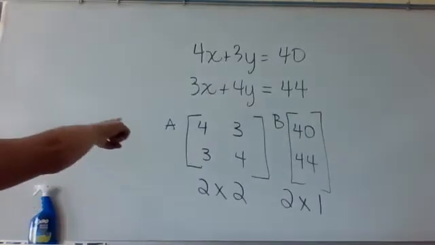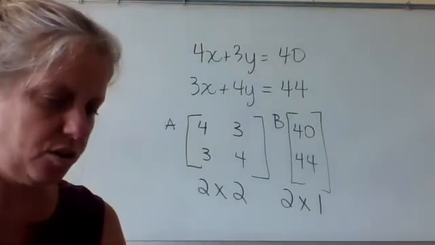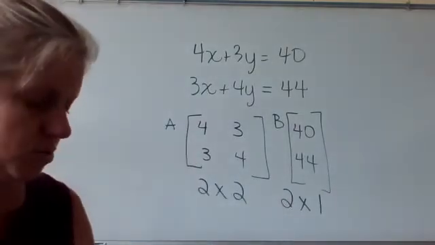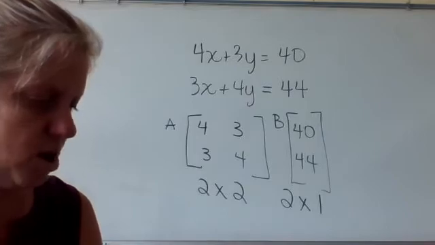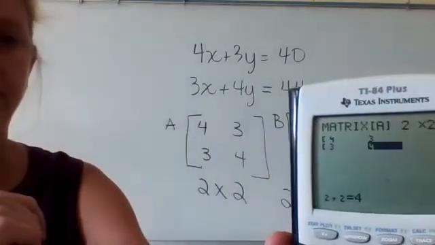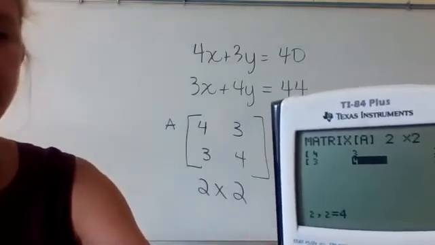You're now going to enter the first row, which is 4, 3. So 4, enter, 3, enter. And then the second row. So 3, enter, 4, enter. So just make sure your matrix A matches that matrix A on the board. So 4, 3, 3, 4.